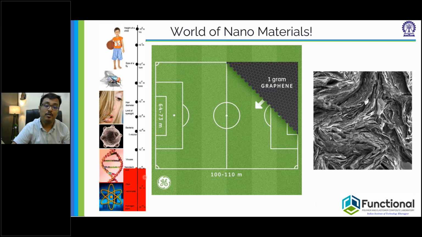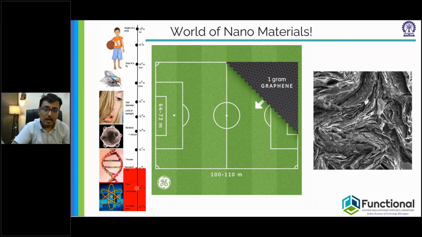And this 10 to the power minus 9 meter is nothing but 1 nanometer. So when we take a material of such size and shape, which has either its lateral dimension or its thickness or size in that particular nano range, or to be very precise, below 100 nanometer, we can effectively call those materials a real nanomaterial.